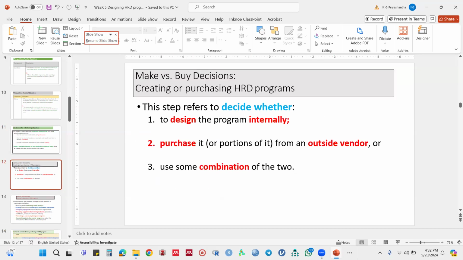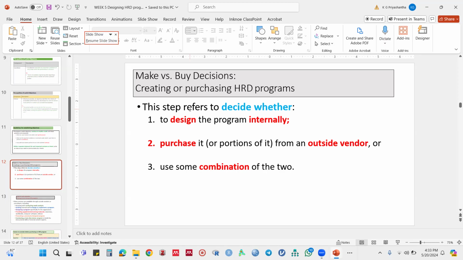The next step is make versus buy decisions, or simply whether you can develop your own HRD program or buy a program from an outside vendor. That needs to be decided at this level, right? Whether you design a tailor-made program for your people. At this point you have already identified the training needs, right?